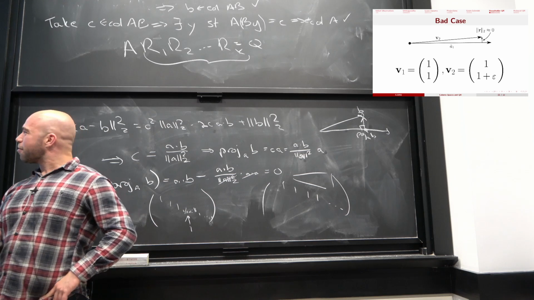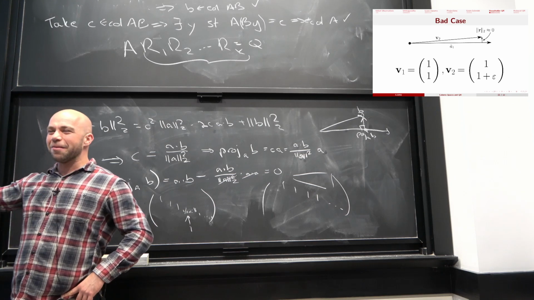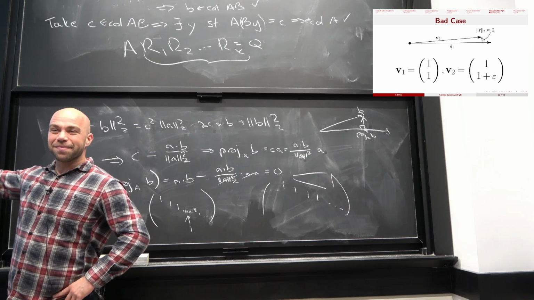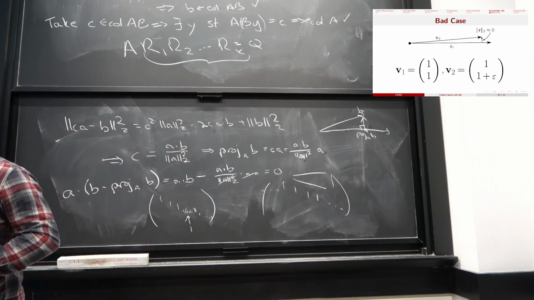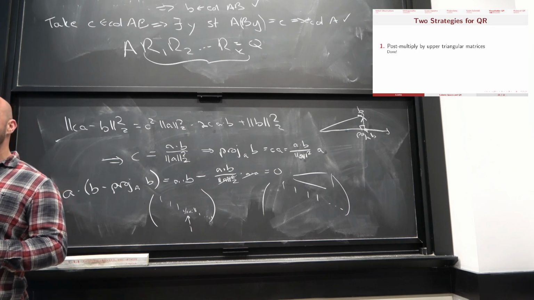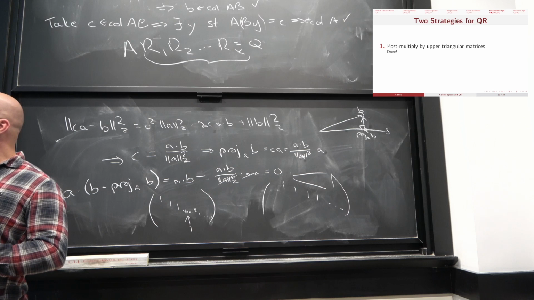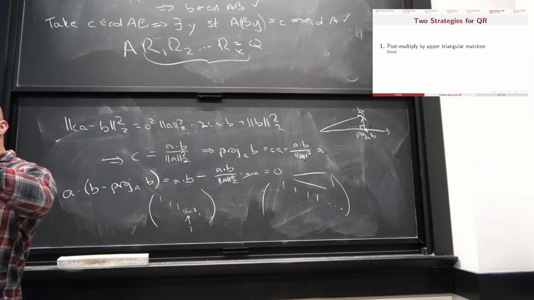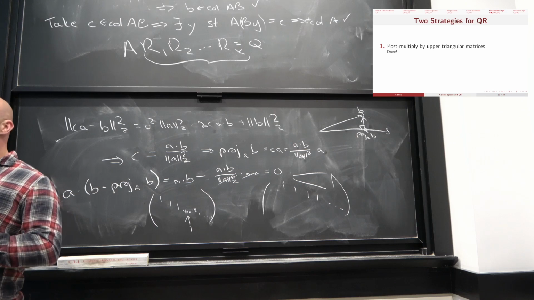This is what I clarified in the textbook chapter, by the way: if you do this one, it only works for things with linearly independent columns. So that was our first strategy, to post-multiply by upper triangular matrices until I obtain Q, and then I have my factorization, right? In other words, I'm taking a matrix and editing it to be closer to orthogonal.